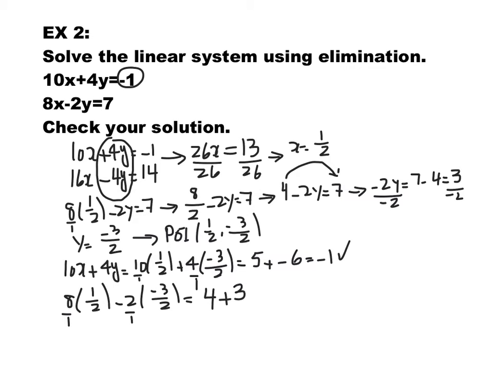So this is plus 3, which is 7, which is correct because it should be equal to 7. So this means that POI 1 over 2 and negative 3 over 2 is the correct solution here.